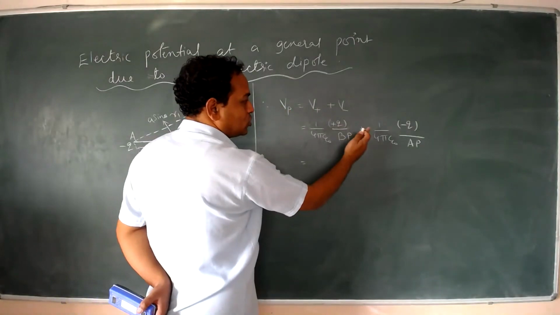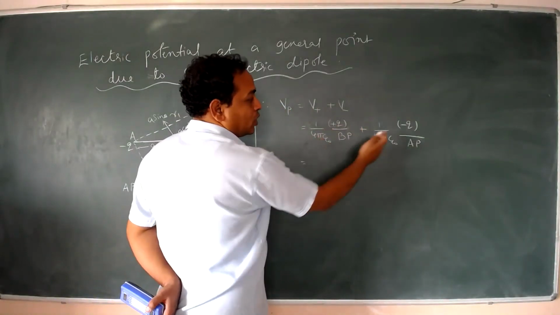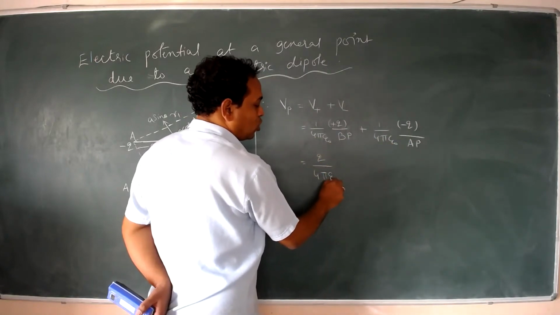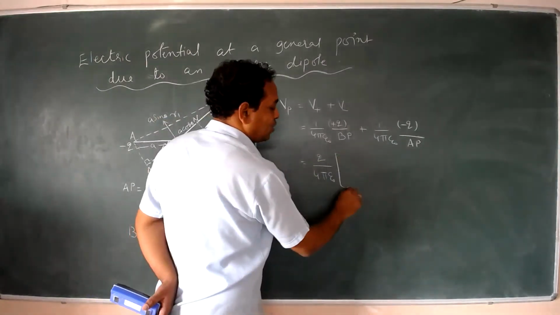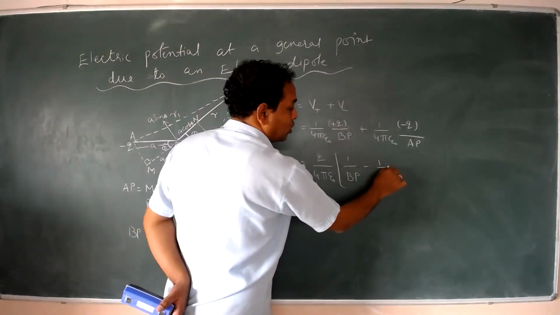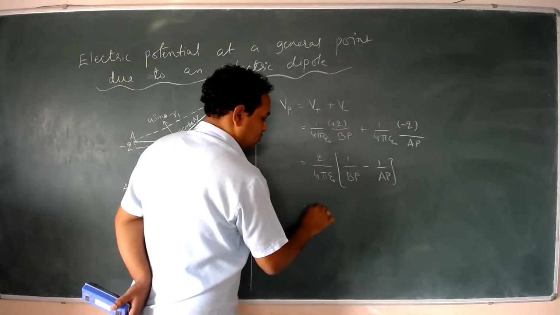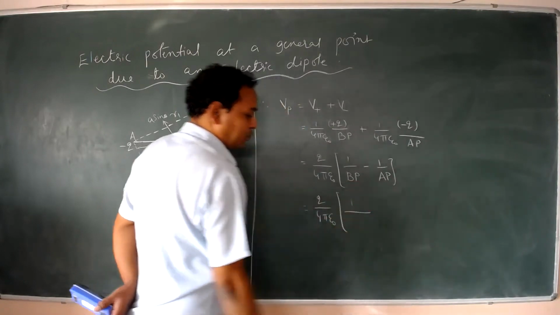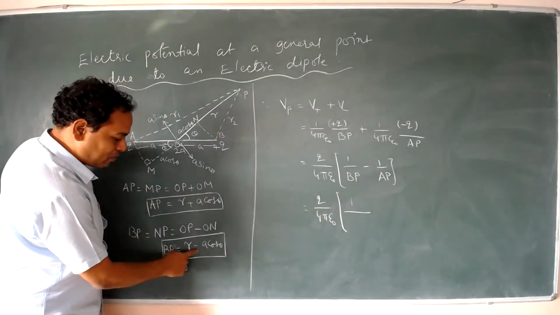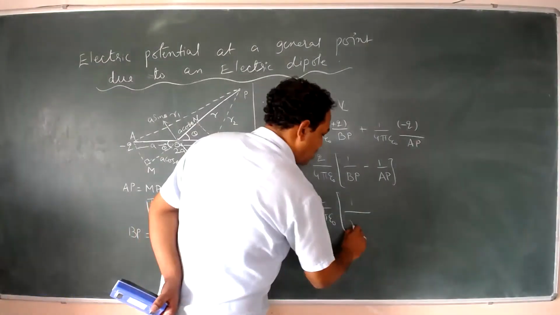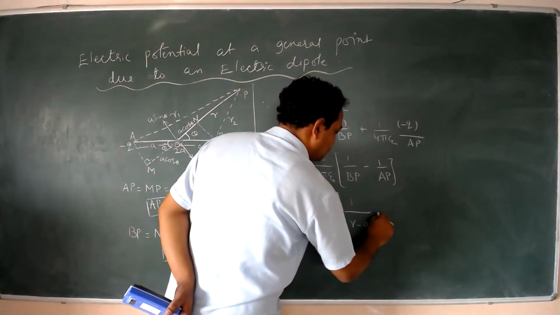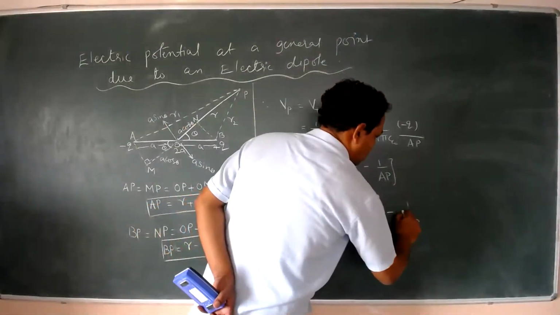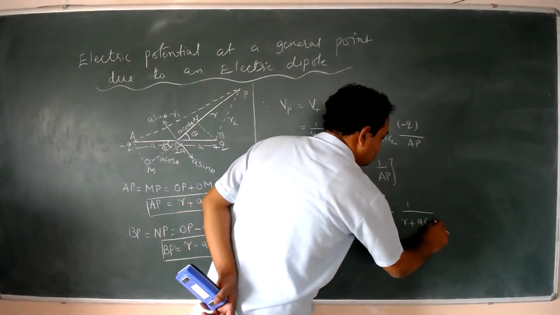From this, there is a constant. What is that? Q by 4 pi epsilon naught. Here also Q by 4 pi epsilon naught is common. So if I take Q by 4 pi epsilon naught as common, then I can write 1 by BP minus 1 by AP. Q by 4 pi epsilon naught into 1 by, what is BP here? BP I can write as R minus A cos theta. Minus, what is AP? R plus A cos theta. So 1 by R plus A cos theta.